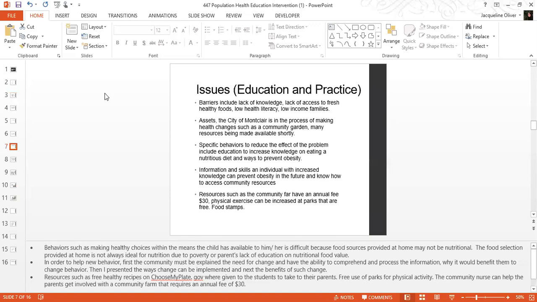Also, the resources that I used were sharing choosemyplate.gov and how they can get recipes for low cost but healthy meals that they can use at home. I provided this in English and in Spanish for the students because sometimes families did not speak English at home. I also shared information about a community farm that sold low-priced leafy greens and offered, if they wanted to pay for a plot, a $30 annual fee.